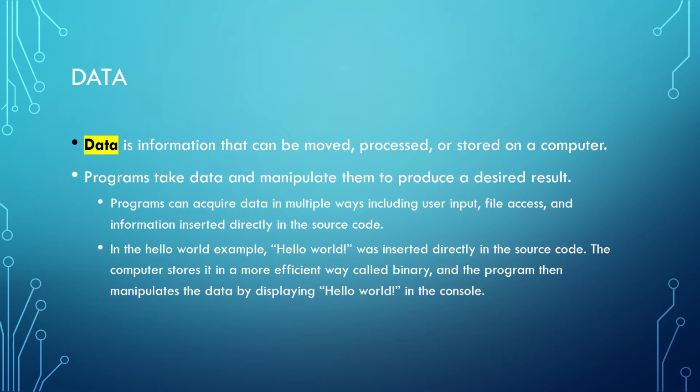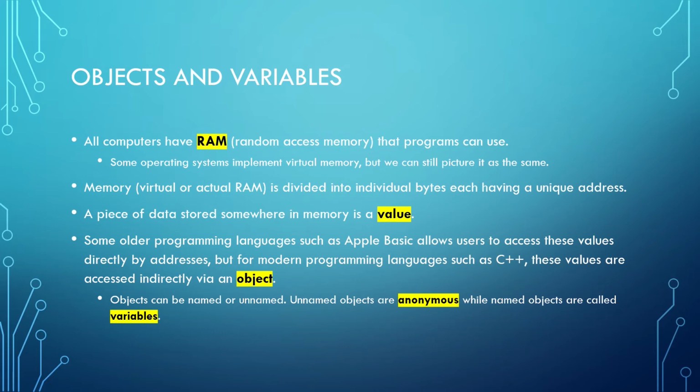Like in our Hello World example, the Hello World was inserted directly in the source code, and then the computer stores it in a more efficient way called binary, and the program then manipulates the data by displaying Hello World in the console. All computers have RAM that programs use, and some operating systems use virtual memory, but we can still picture it as the same.